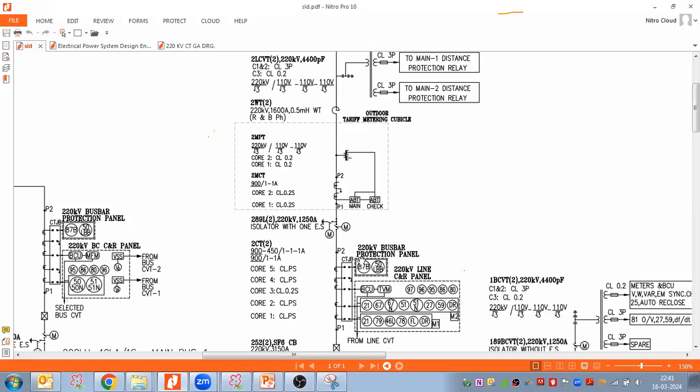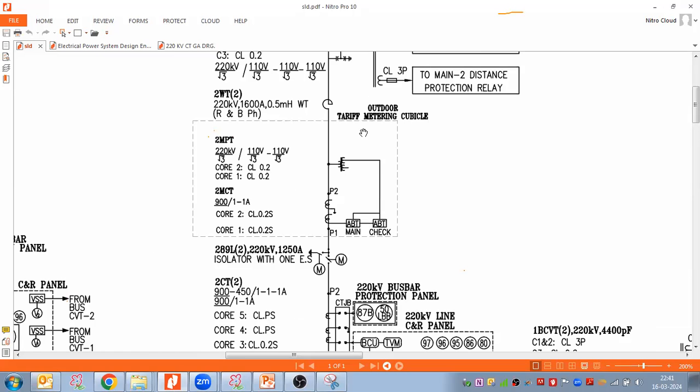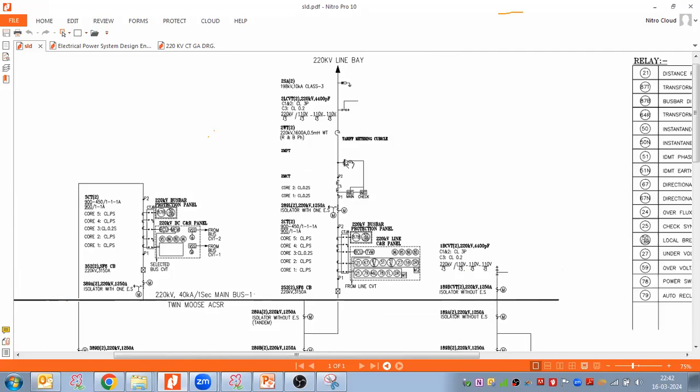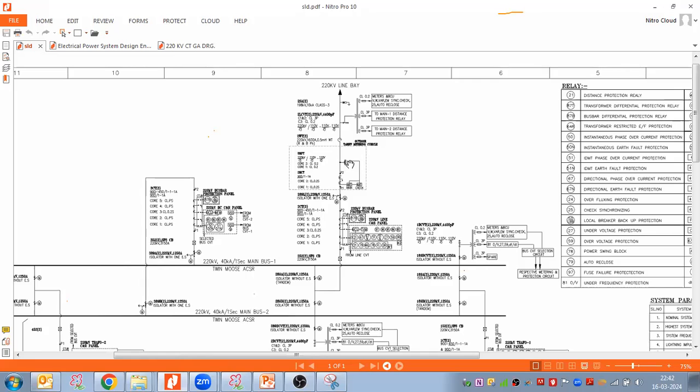Now, if you see the single line diagram, we have one more CT. This CT is the dedicated metering CT. I have a dedicated metering CT and metering VT. Where I should connect this and where I should not connect this, or where it is mandatory, where it is not mandatory.